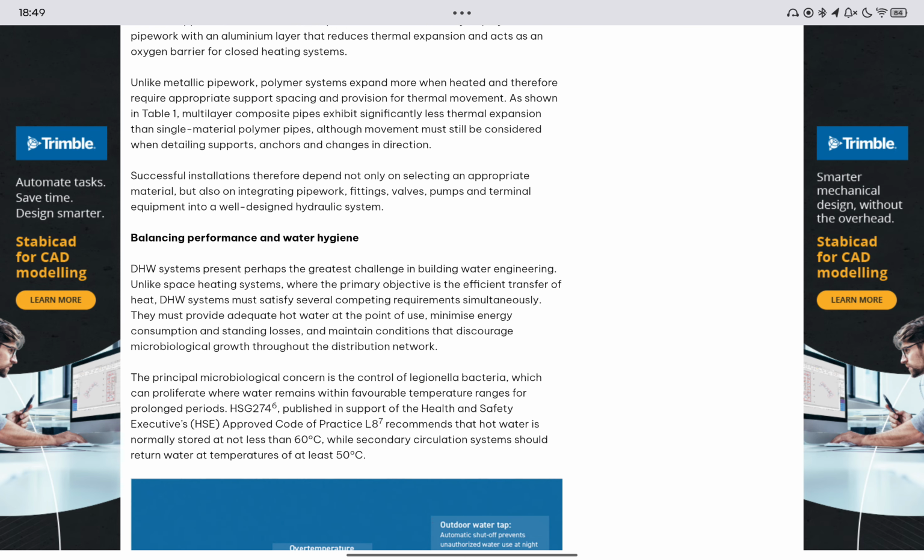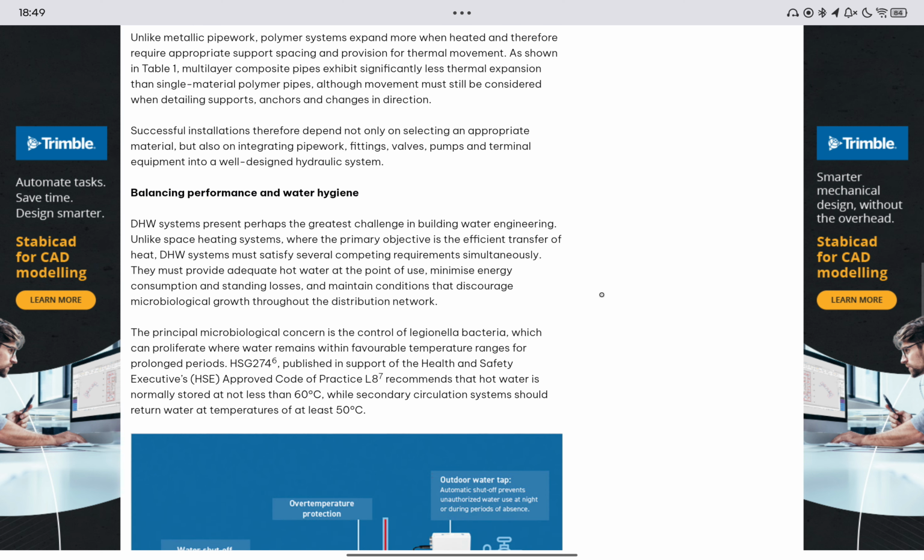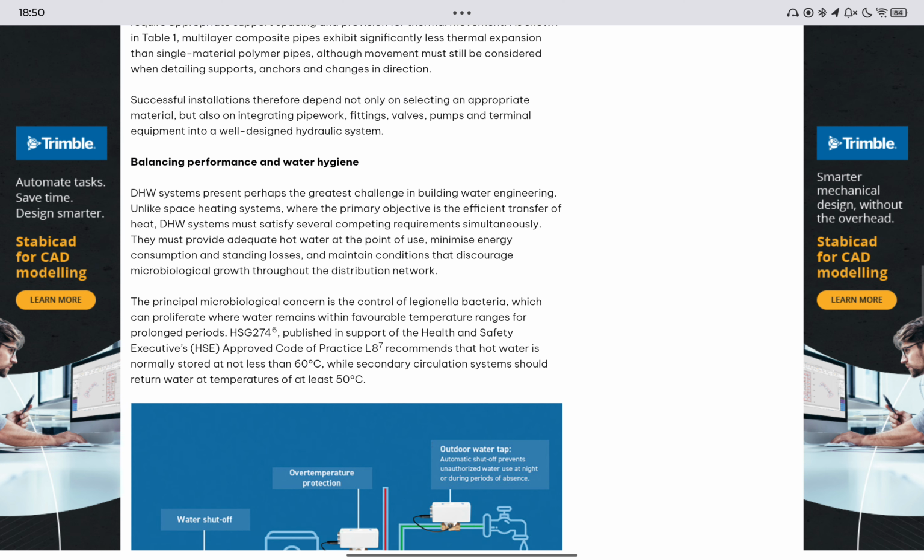Unlike metallic pipework, polymer systems expand more when heated and therefore require appropriate support spacing and provision for thermal movement. As shown in Table 1, multi-layer composite pipes exhibit significantly less thermal expansion than single material polymer pipes, although movement must still be considered when detailing supports, anchors and changes in direction. Successful installations therefore depend not only on selecting an appropriate material, but also on integrating pipework, fittings, valves, pumps and terminal equipment into a well-designed hydraulic system.